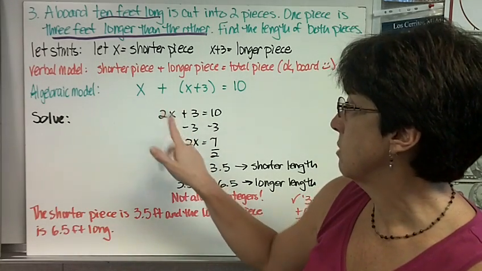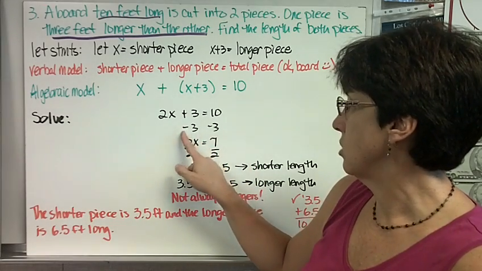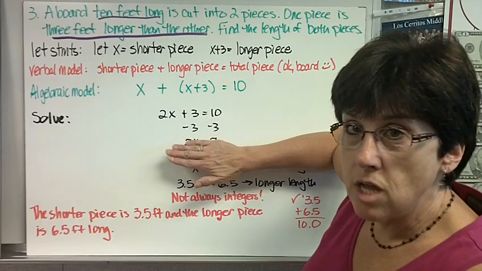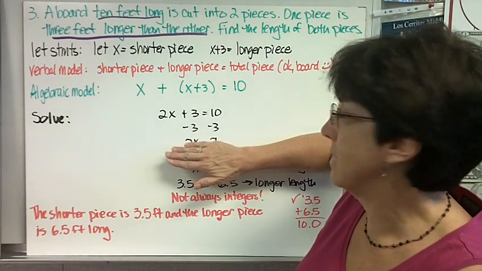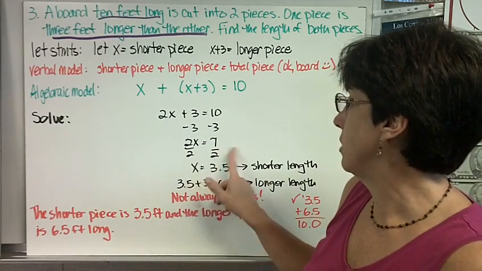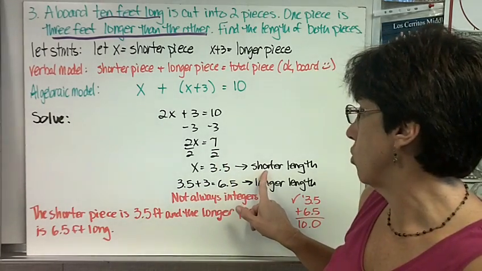Combine like terms, x plus x, 2x plus 3 equals 10. The inverse of addition is subtraction. Subtract 3. We get 2x equals 7. Oh my gosh, it's not going to go evenly. Well, it doesn't always have to be an integer, okay? Divide by 2, divide by 2. x equals 3.5. This is your shorter length.